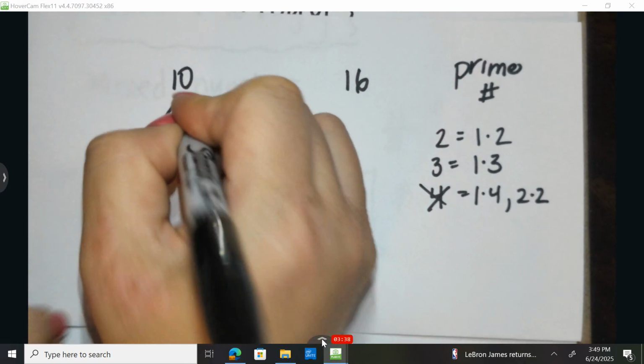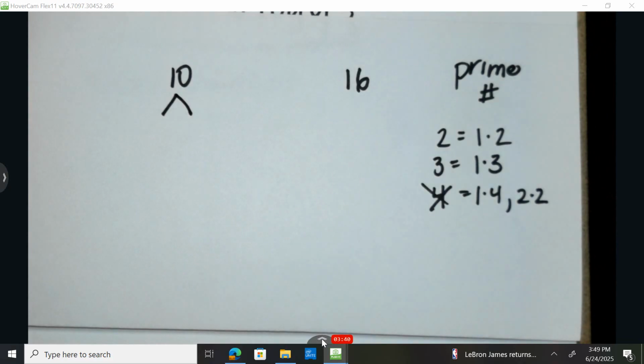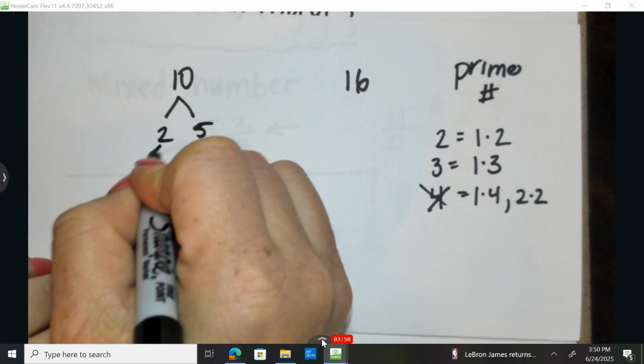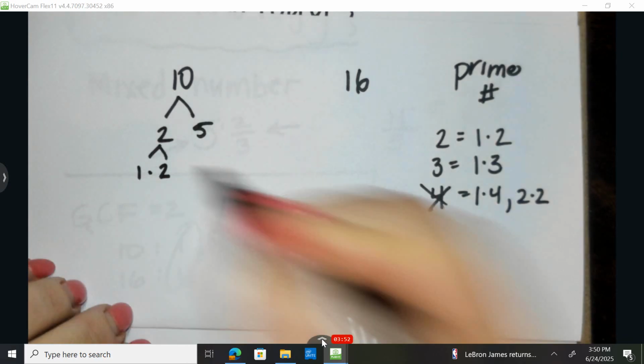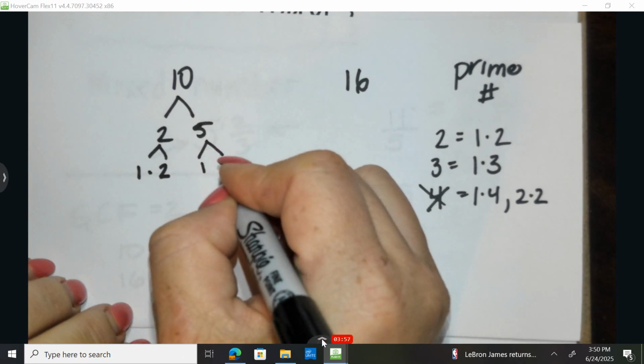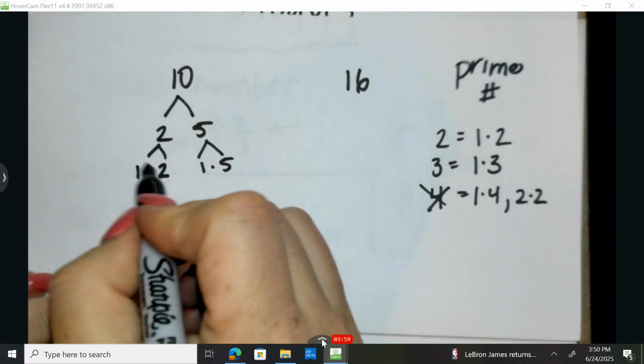So to achieve 10, I could take 1 times 10, or I could also rewrite it as 2 times 5. It's your choice. There's no wrong, as long as you choose two numbers that multiply to give us, in this case, 10. Let's go with 2 and 5. Now, the nice thing is 2 is prime. Why? Because I can take 1 times 2. And 5 is prime because I can also take 1 times 5. So I'm going to circle these.